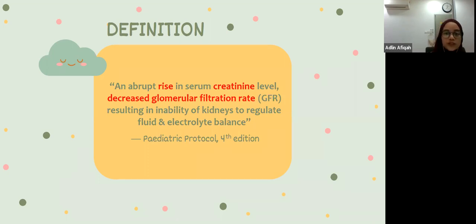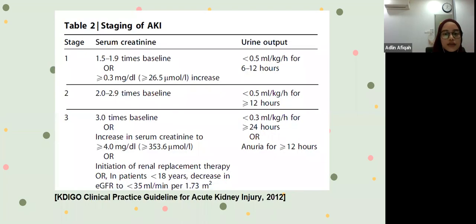So before this, we usually heard about ARF, acute renal failure. However, this term is kind of overemphasized, and it actually affects the whole management of the patient, as well as the mortality rate. So that's why they came up with this term acute kidney injury, in which it comprises even the small changes in serum creatinine level to the complete renal failure. This is the staging for AKI based on KDIGO CPG for AKI 2012.